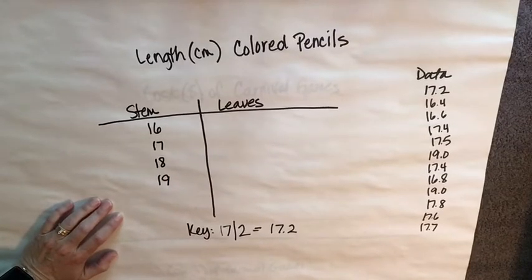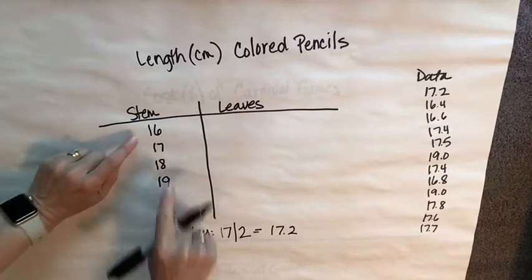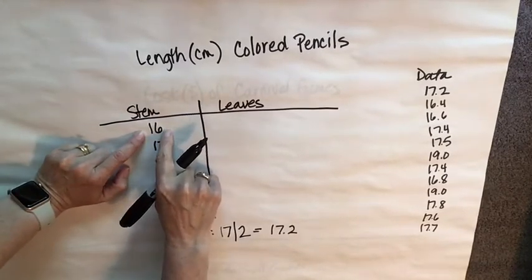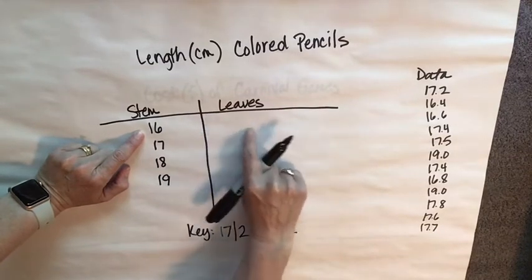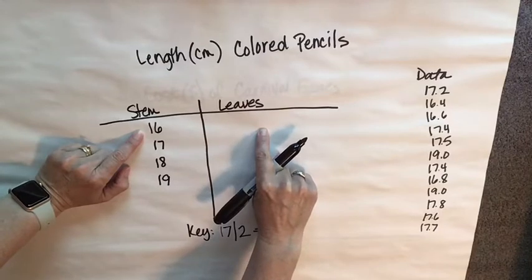Now I organize my leaves in the same way, from least to greatest. So I need everything that has a stem of 16 to be listed here. But I only list the leaf part. I don't need the decimal anymore.